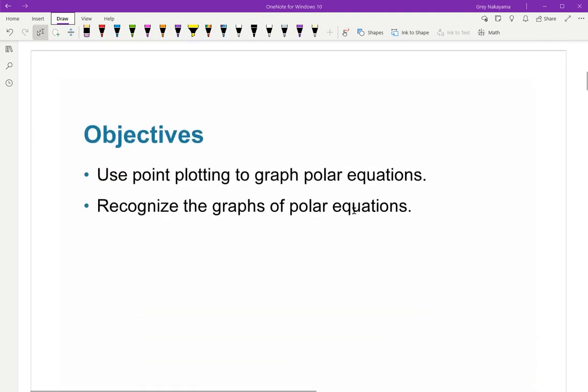We are going to talk about two different methods of graphing polar equations. The first one is point plotting, and the second one is making sure that you recognize the equations so that you'll know what the graph is going to look like.